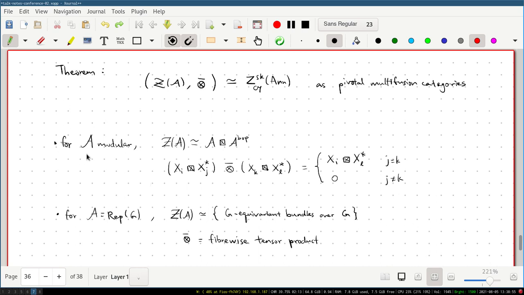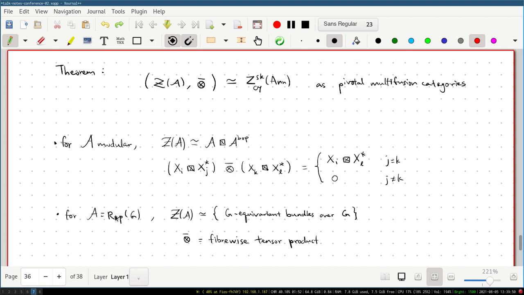So when A is modular, we know that the Drinfeld center is, as an abelian category, in fact a graded tensor category, equivalent to A tensor A with the opposite braiding. And here, if we translate the reduced tensor product to this category, it's given quite simply as follows. This is equivalent to the category of vector valued matrices. They are equivalent as abelian categories, but not equivalent as pivotal categories. Essentially, the dimensions set them apart.